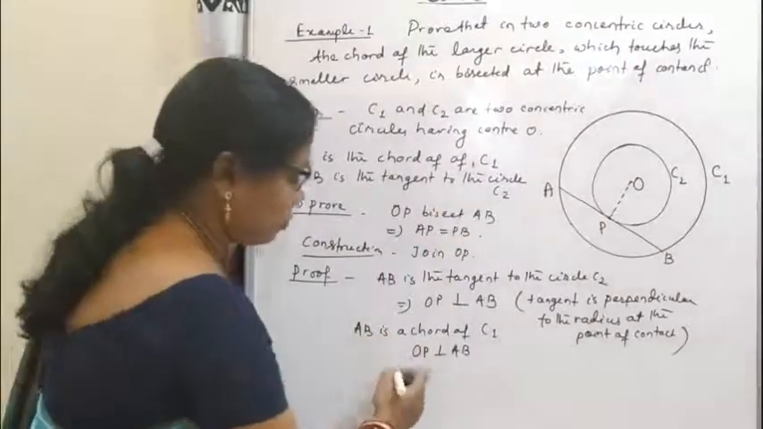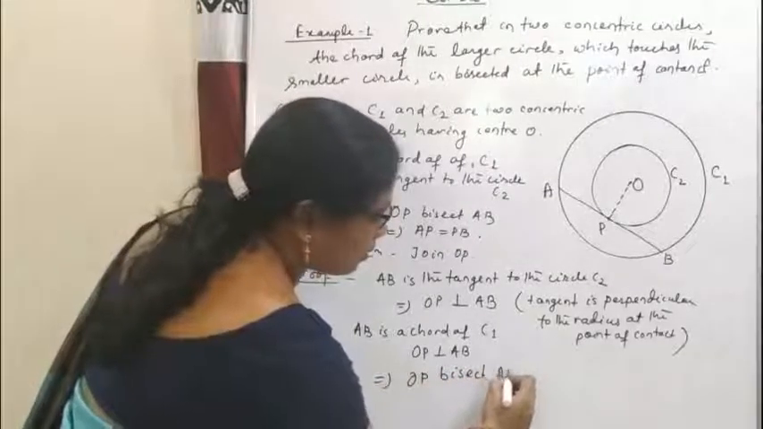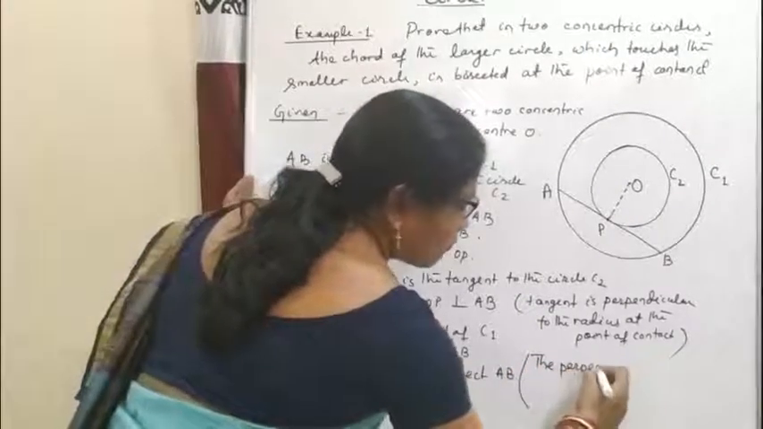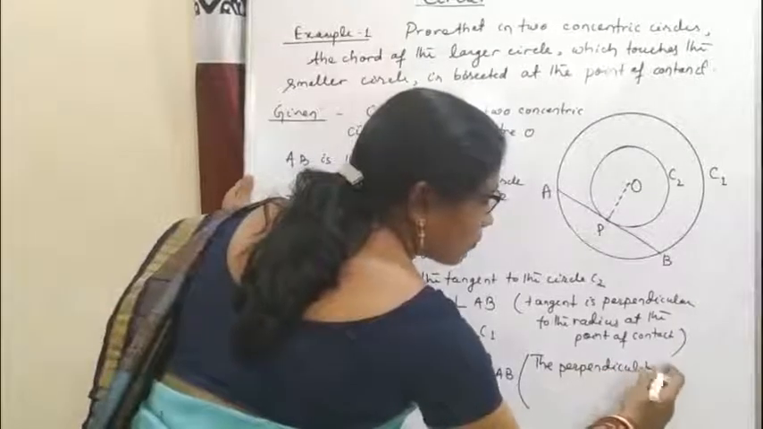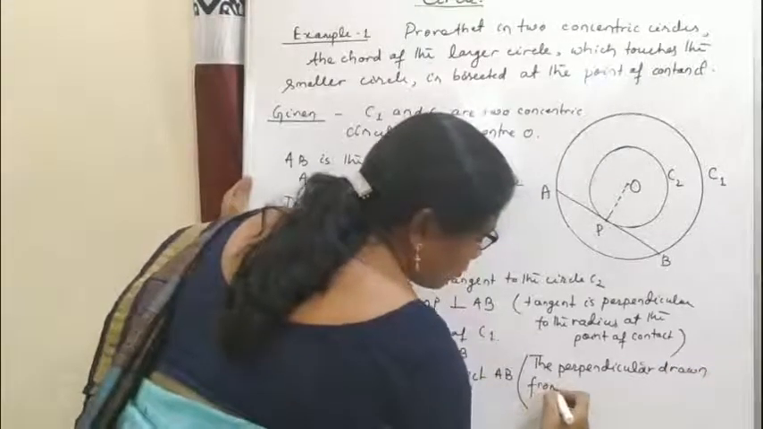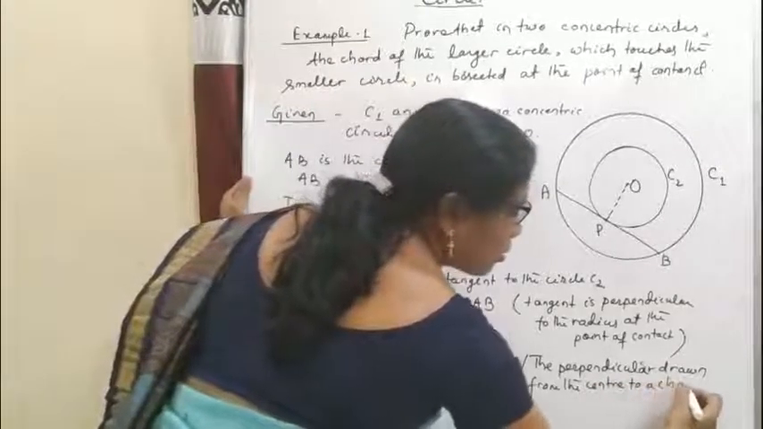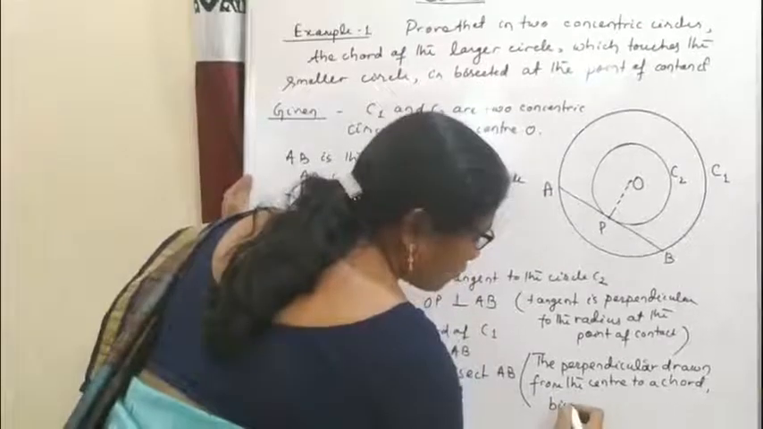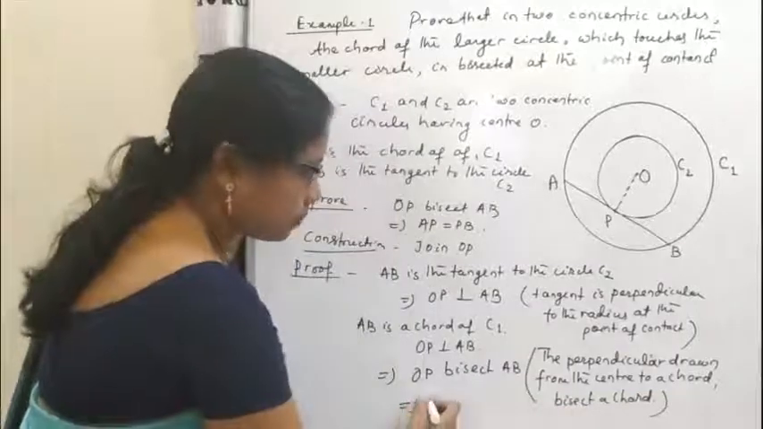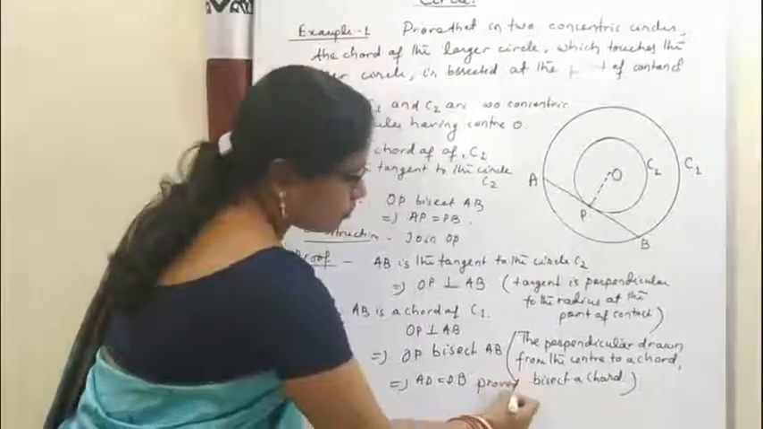So by this theorem, this implies OP bisects AB. By the theorem, the perpendicular drawn from the center to a chord bisects the chord. So this is proved. So this implies AP is equal to PB. By this theorem it is proved.